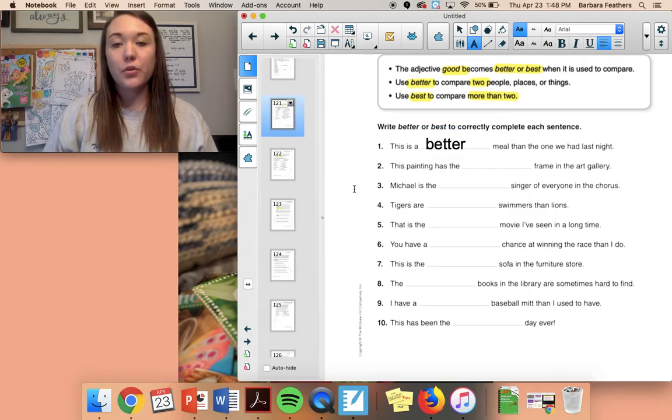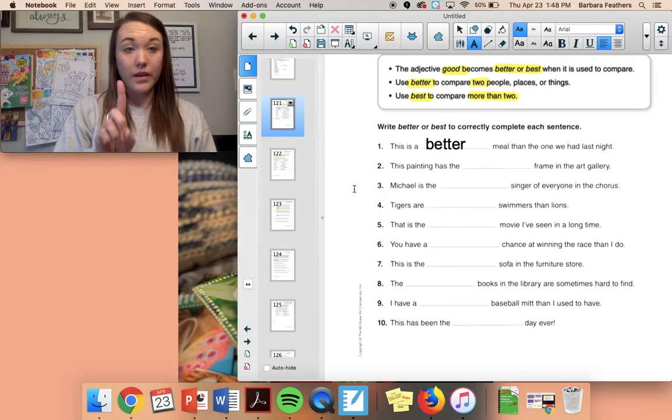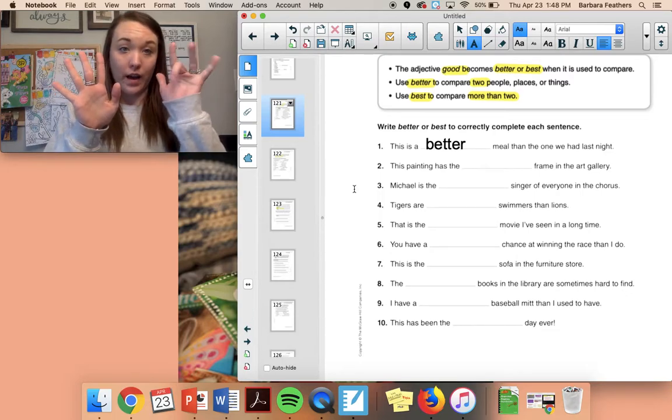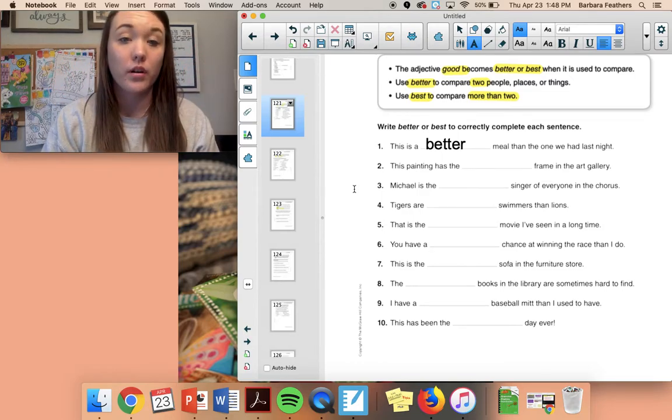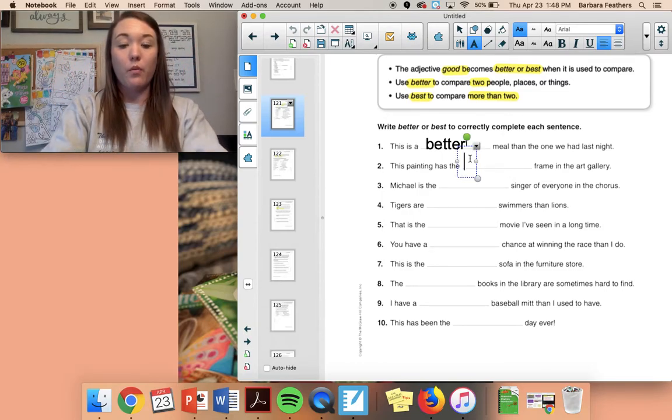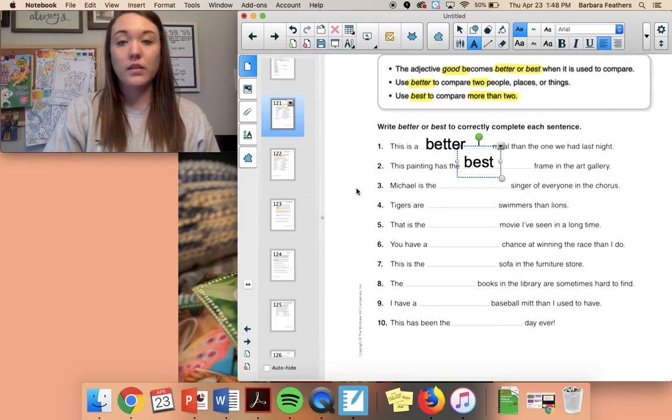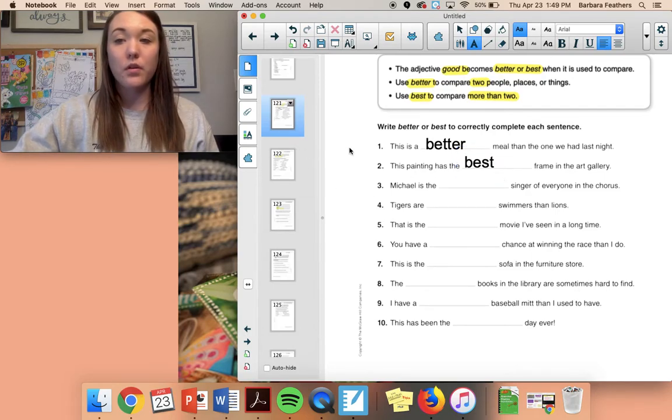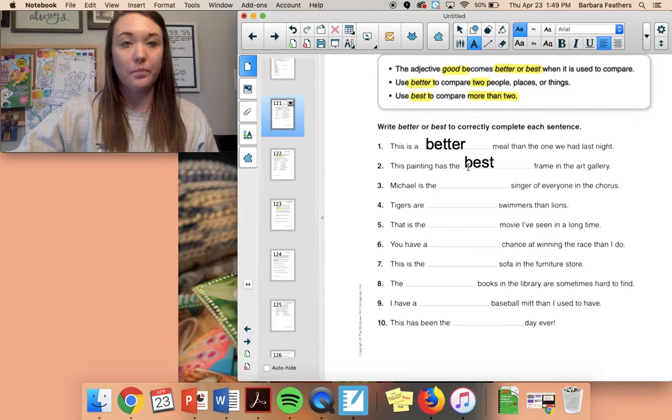For number 2, it says, this painting has the blank frame in the art gallery. So I have this painting, and then I have the whole entire art gallery. That's more than two. So I want to use best. This painting has the best frame in the art gallery. You will complete 3 through 10 using these same directions.